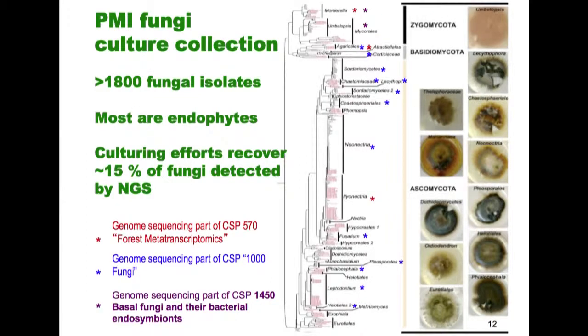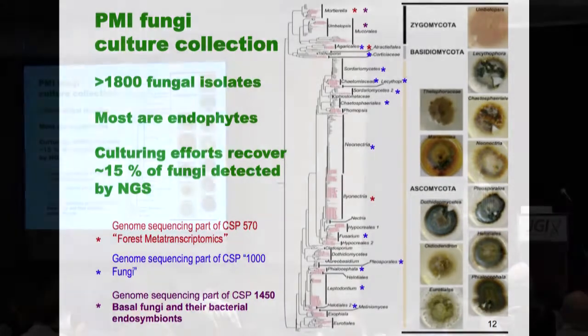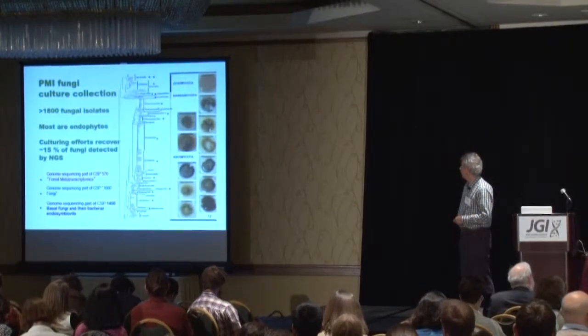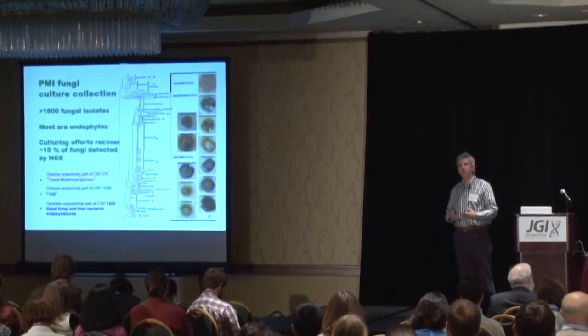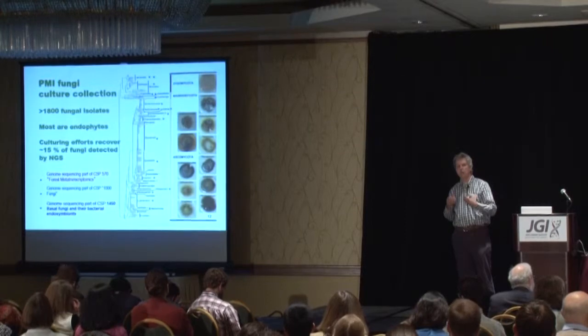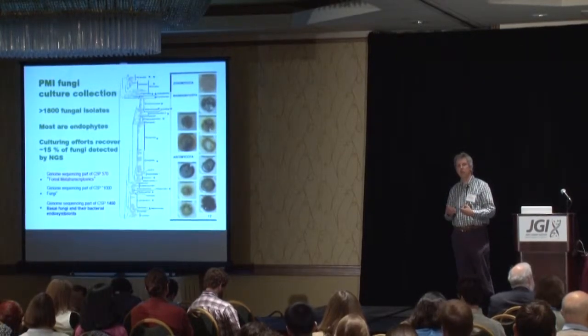So one of our lab's contributions to the project has been to isolate these fungi that we're able to. And we've got a collection of about 1,800 isolates now. Most are endophytes, and they represent only about 15% of the species that we can detect using next-gen sequencing. We've used these isolates sort of as a guide to select which ones should have their genomes sequenced by JGI.